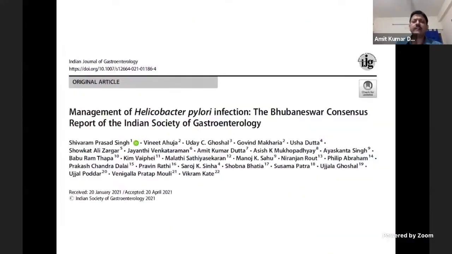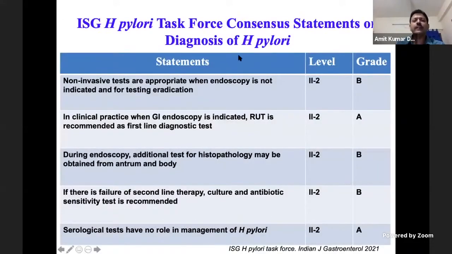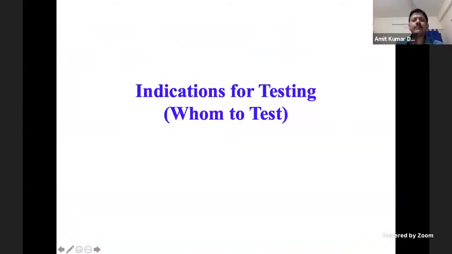So recently, the ISG task force on H. pylori published their Bhubaneswar consensus guidelines on how to manage H. pylori. And these are the main statements with regard to the diagnosis. What they say is that non-invasive tests are appropriate if endoscopy is not indicated. Also, if endoscopy is indicated, then rapid urease test is the first line diagnostic test. Additionally, histopathology from antrum and body. And for culture, only if there is failure of second line therapy should we embark on culture and antibiotic sensitivity. And they are very clear in stating that serological tests have no role in management of H. pylori.